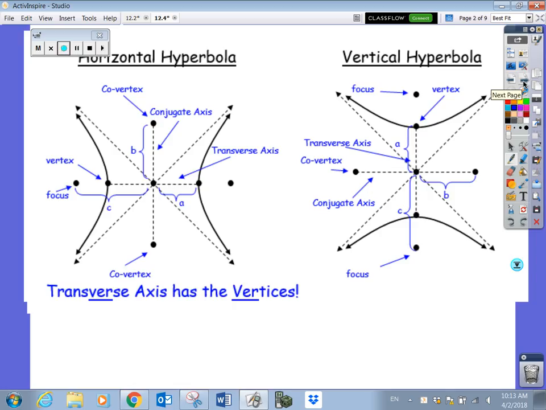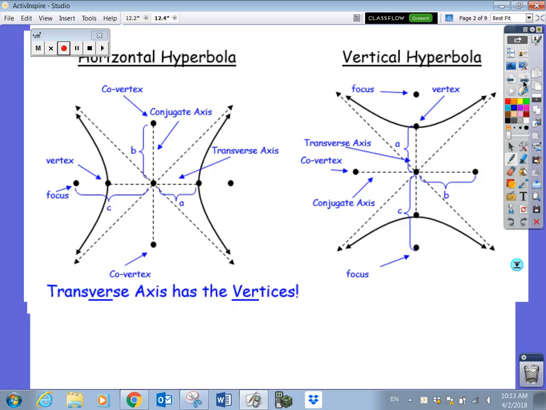All right, so the horizontal and vertical hyperbolas. Now, those vertical and horizontal dash lines, you don't have to have those. I just put them there so that you could see what the conjugate versus the transverse axis was. The parts that you have to have are the asymptotes, those slanted lines that go through the center, the actual hyperbola, the vertices, the covertices, the foci, and the center.